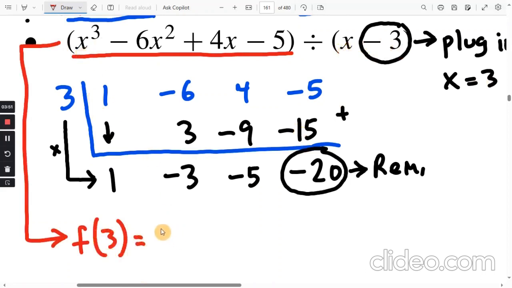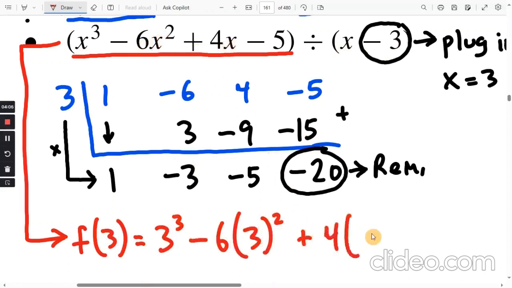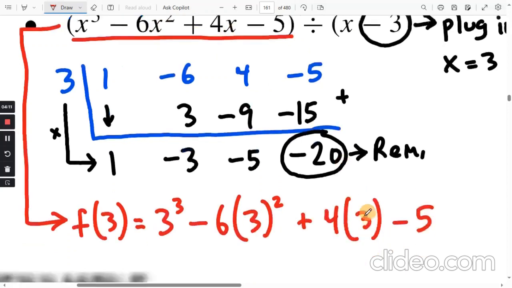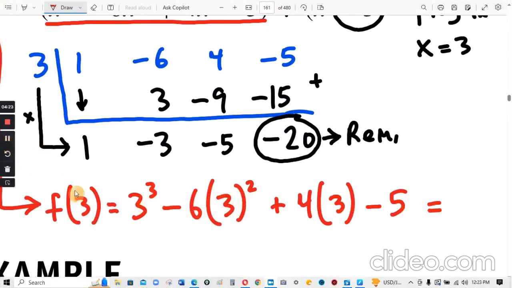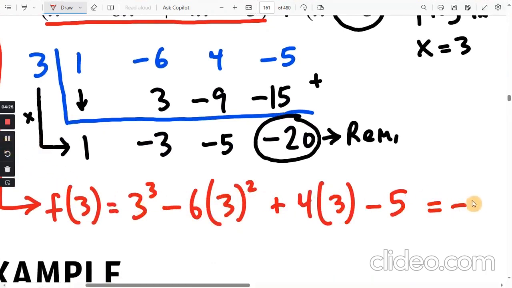All right, so that's going to be 3 to the third minus 6 times 3 squared. Use parentheses. Plus 4 times 3 minus 5. You can do this on the calculator. Maybe you can do it in your head. Let's see, 27 minus 6 times 9. Okay, I'm going to do this on the calculator. On the calculator, I get negative 20. So that is your remainder.